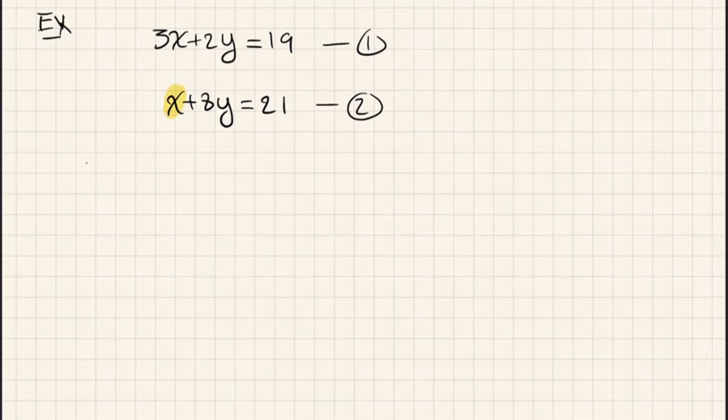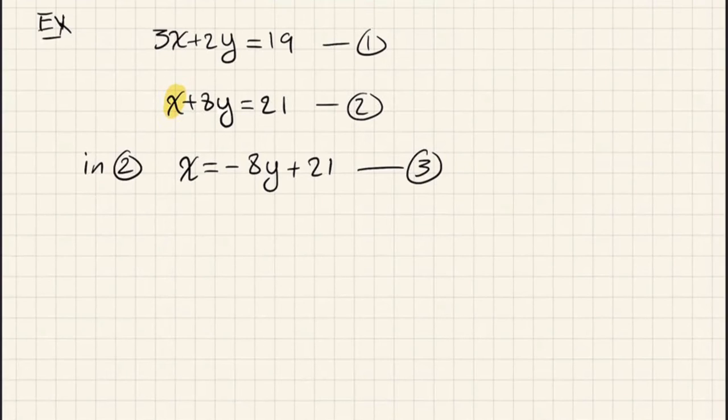So in equation 2, I'm changing the subject of the formula to x. Means x equals, I will shift 8y, so it will be negative 8y plus 21. This is number 3. From where did I get number 3? From 2.